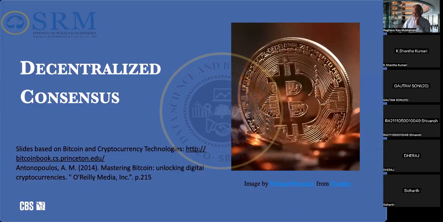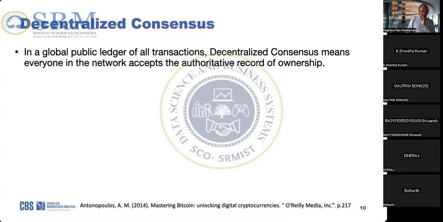Decentralized consensus. In the case of cryptocurrencies, we know that we have a public ledger, right? A public ledger of all the transactions. So what does decentralized consensus mean?